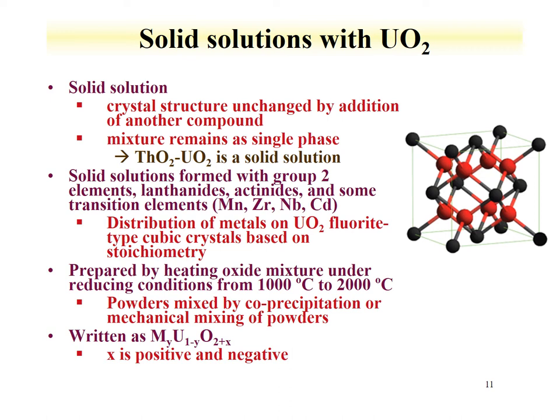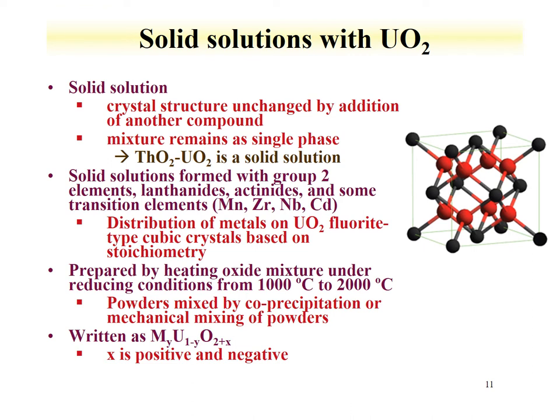Another interesting property of uranium dioxide is its formation of solid solutions. As a review, solid solutions are basically compounds that are formed from a mixture of species, where the crystal structure is unchanged by the addition of one compound to another. In this case, this mixture, what we call the solid solution, remains as a single phase. An example of a solid solution is thorium dioxide and uranium dioxide.